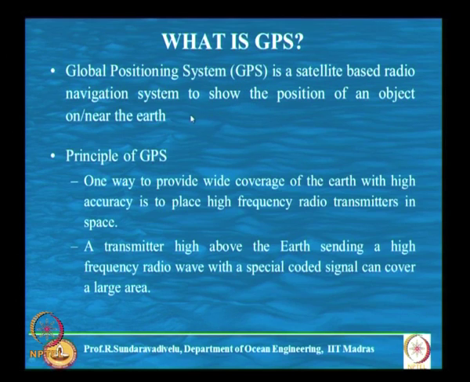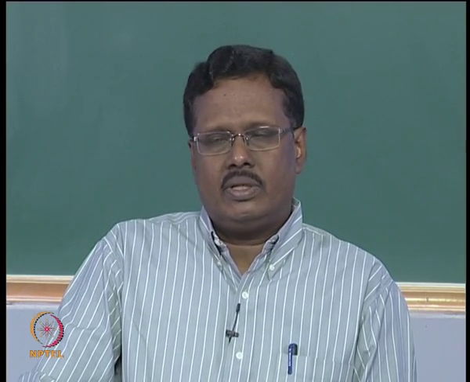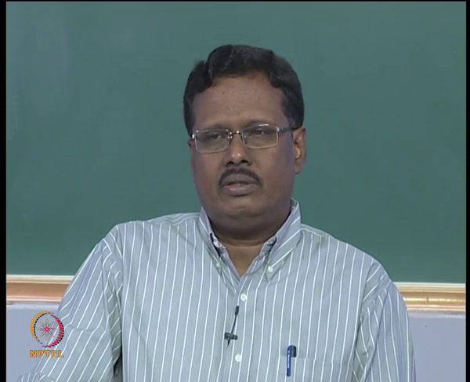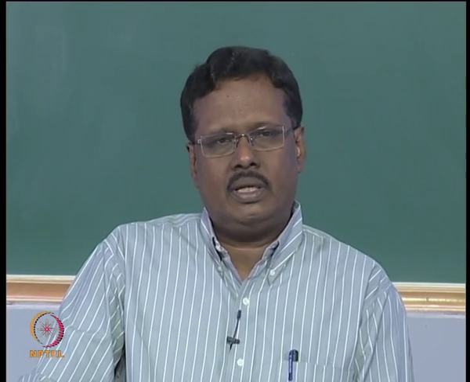GPS is a satellite based radio navigation system to show the position of an object on or near the earth. Nowadays the cell phone also has GPS, but what is required in GPS when you go for a survey is accuracy. The accuracy requirement varies. If it is a handheld GPS, accuracy may be about 10 meters. So if you take the GPS today and it shows some latitude and longitude, then after some time at the same location you may not get the same latitude and longitude. You may have to move about 5 or 10 meters to get the same latitude and longitude.